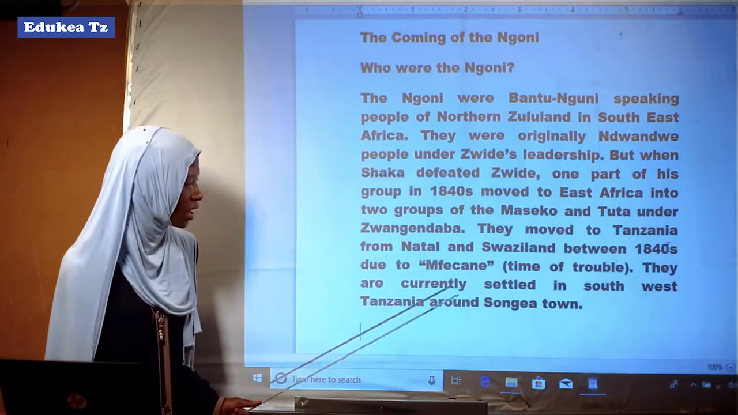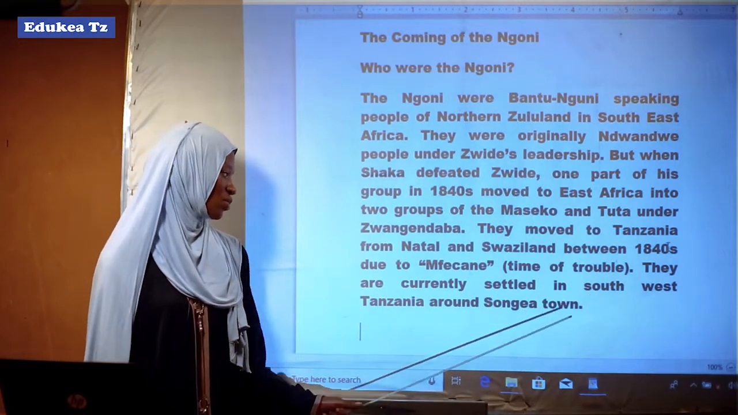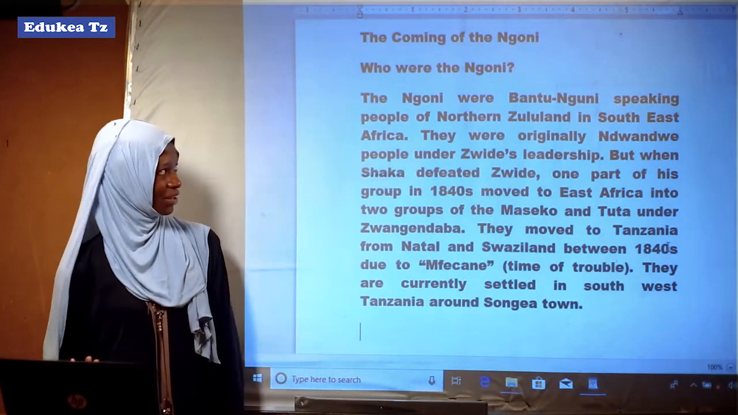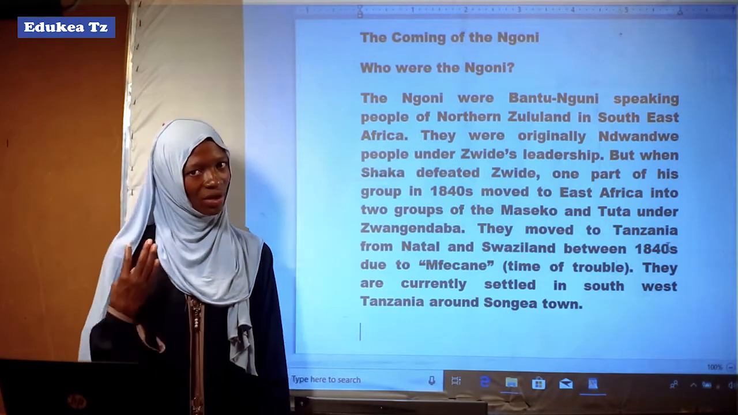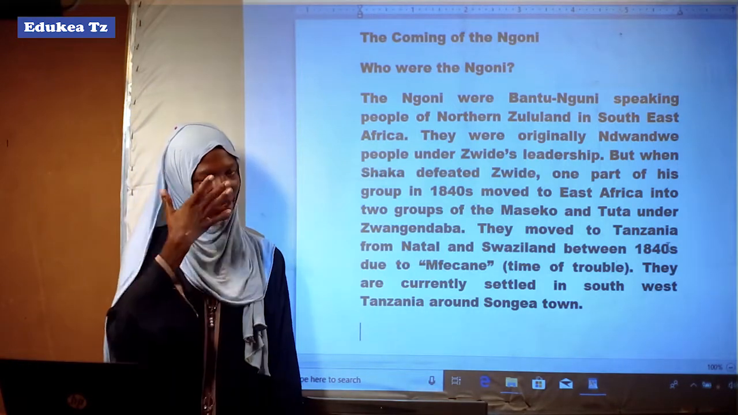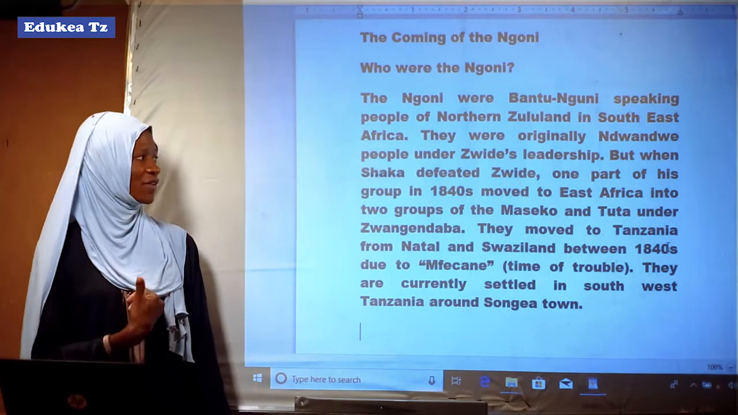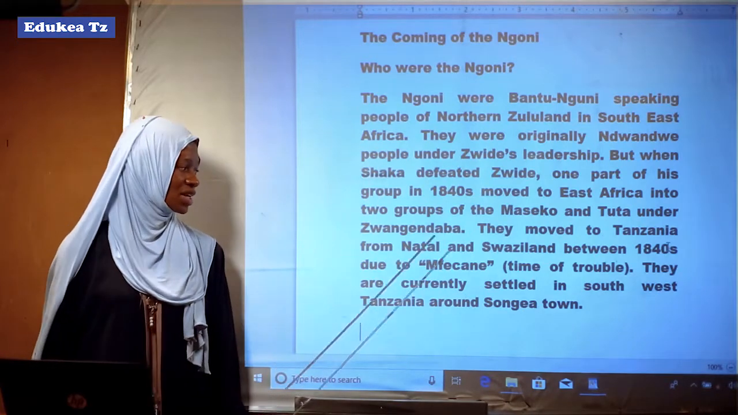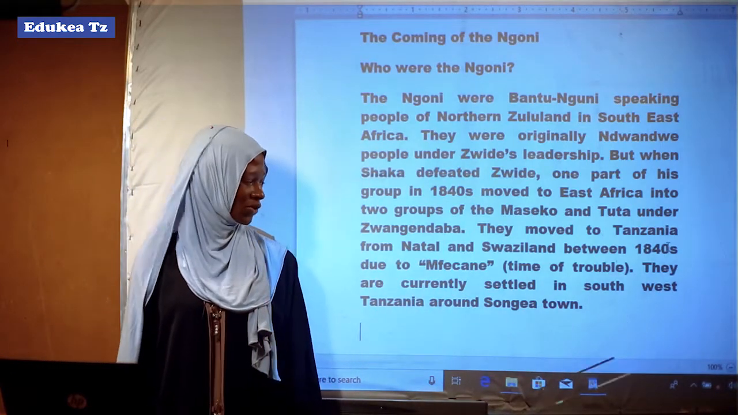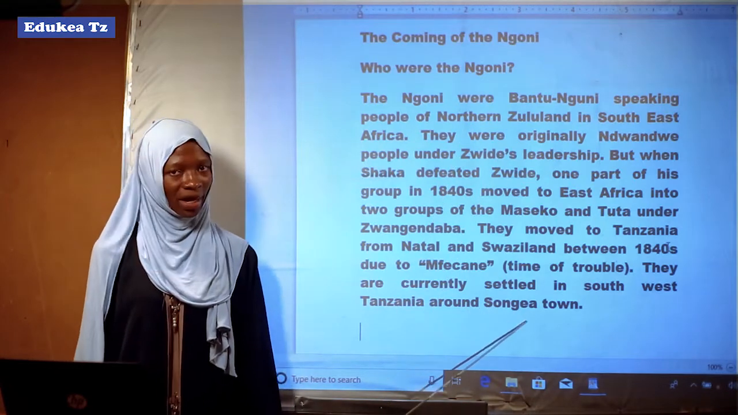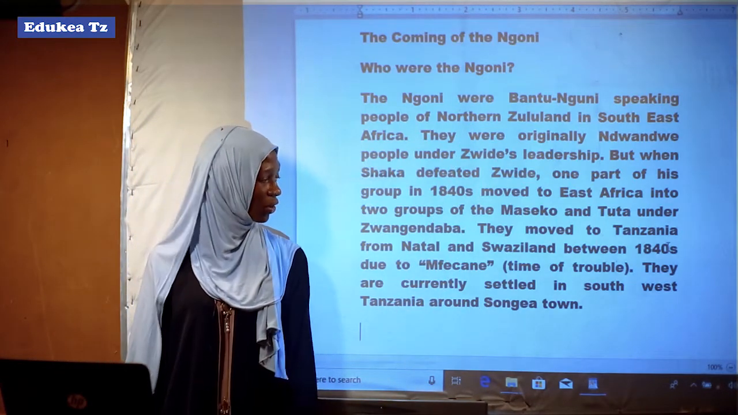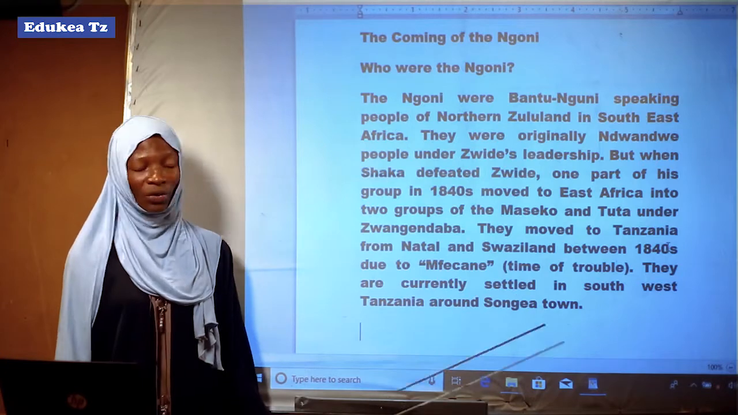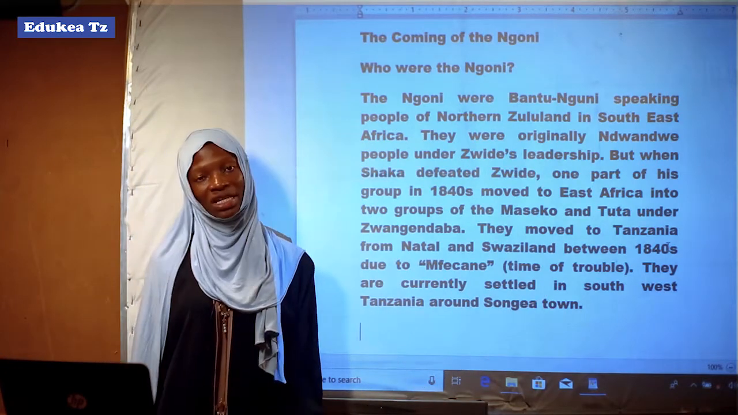They are currently settled in southwest Tanzania around Songea town. So we have seen who the Ngoni were. They were people from South Africa who moved to the interior part of Africa, especially East Africa. Some of them settled in Tanzania, in the commonly known place Songea town. And when you move to Tanzania, you can see the Ngoni-speaking community in Songea.